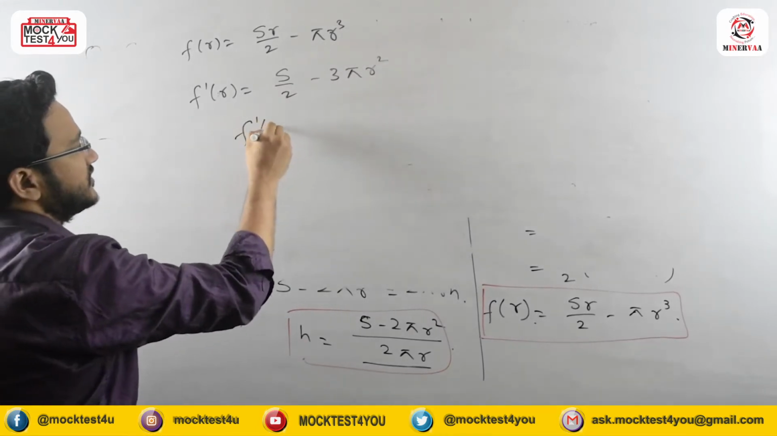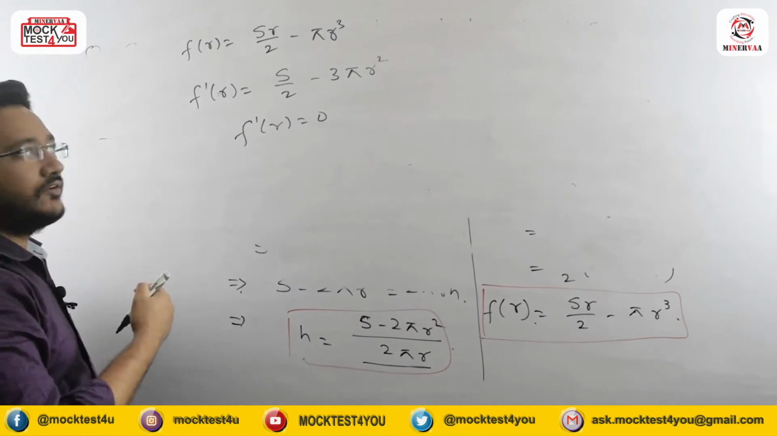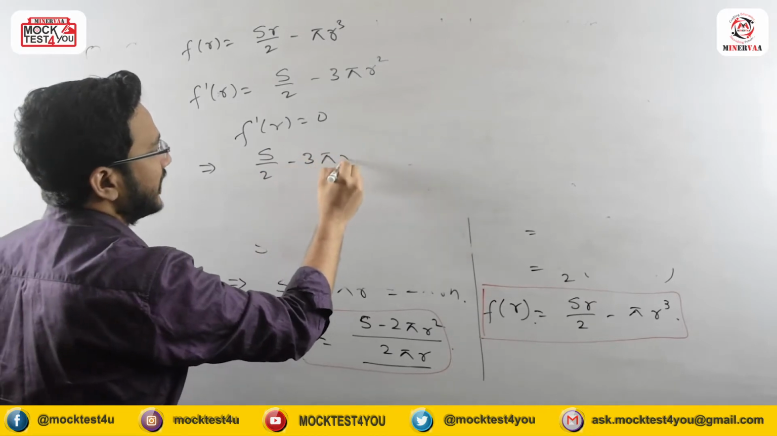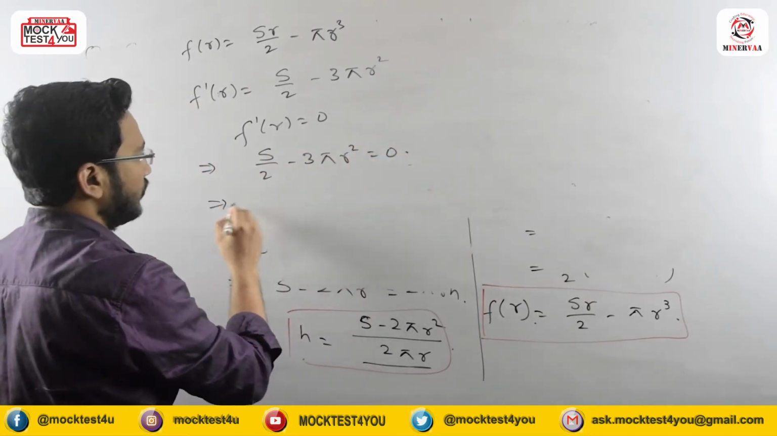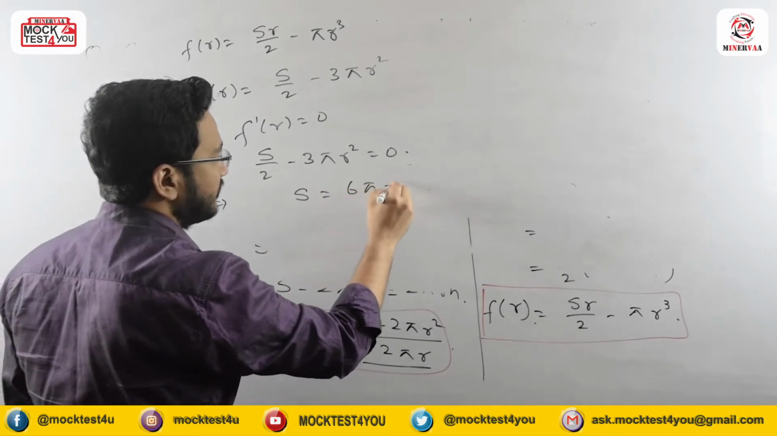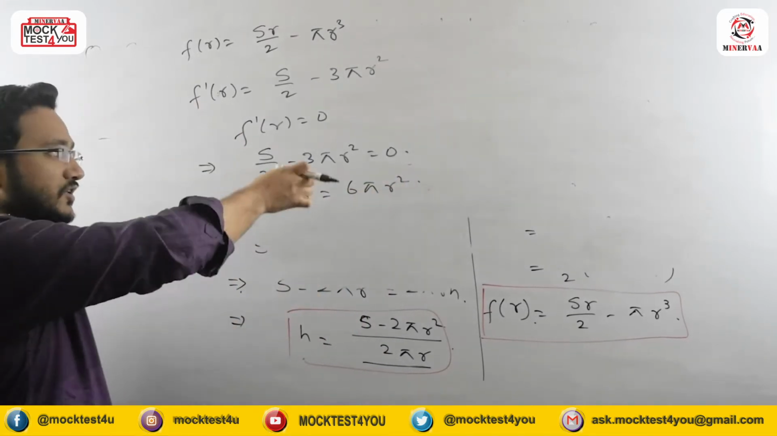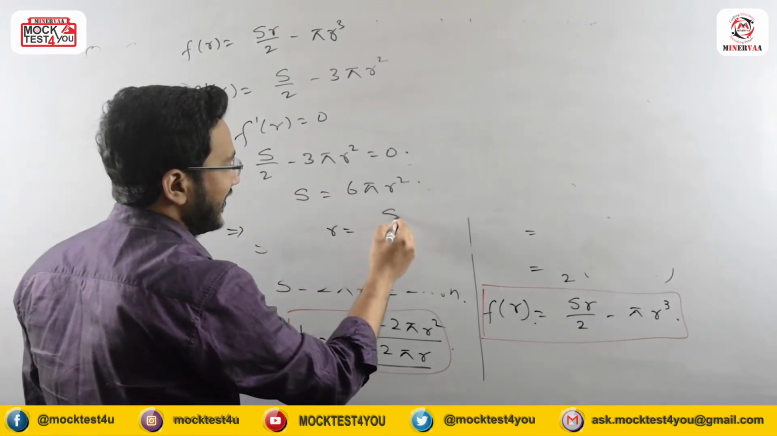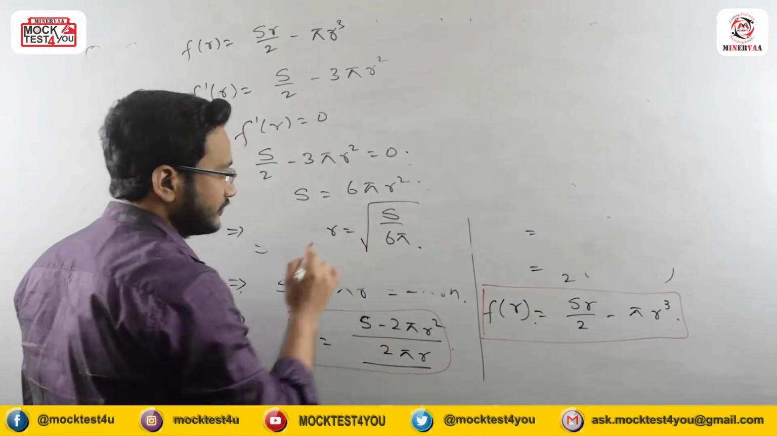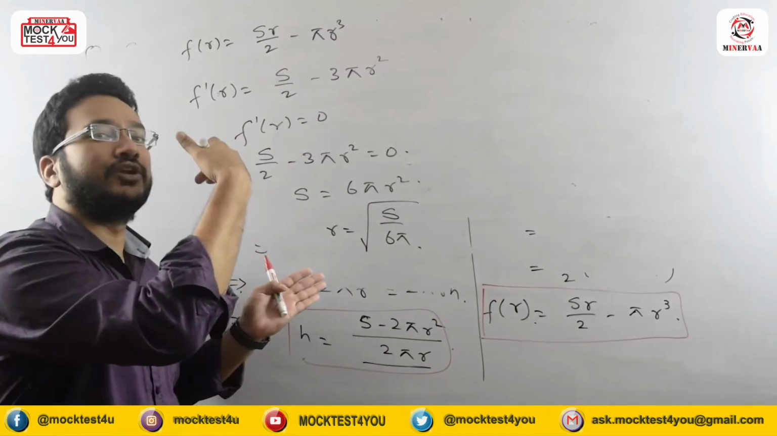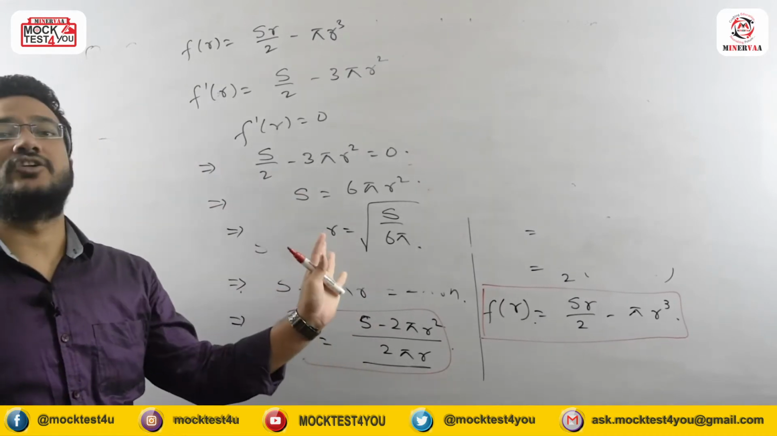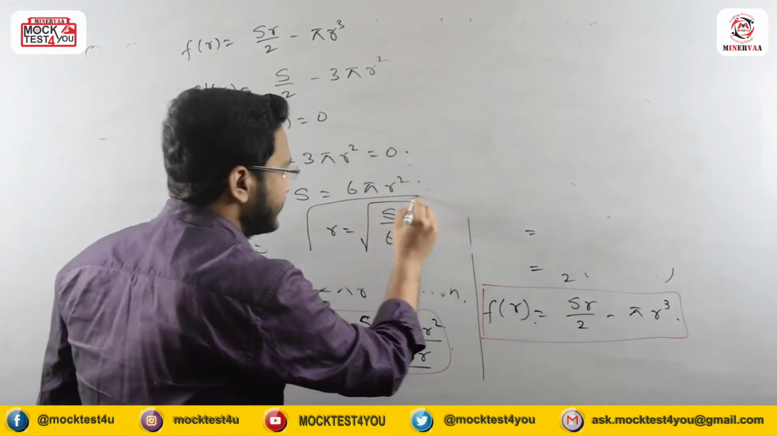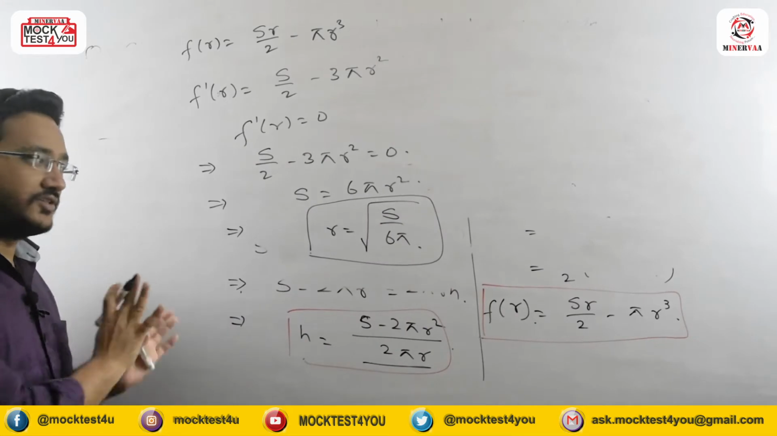After differentiating, what is the next step? Putting it 0 and getting the value of r here. Okay, so s by 2 minus 3 pi r square equals 0, or s is equal to 6 pi r square you will get. After simplification you will get this one. From here we will get the value of r as under root s by 6 pi, because r square was there and we are ignoring the negative sign. Why? Radius cannot be negative. That's why we are ignoring the negative sign, only the positive value we are getting. Now this is the value of r we got.